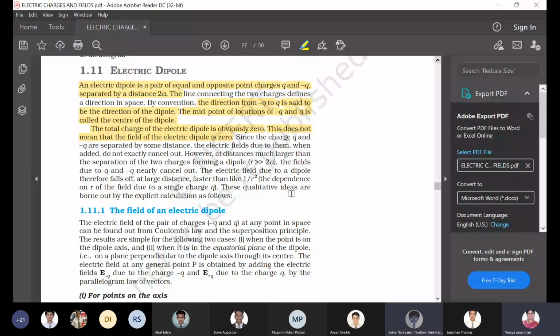Yes, the electric field due to a dipole falls off at large distance. So if you consider an electric dipole, it creates its own electric field. The strength of the electric field due to a dipole becomes weaker and weaker as you're moving away from the dipole. So all these concepts are very, very important, boys.